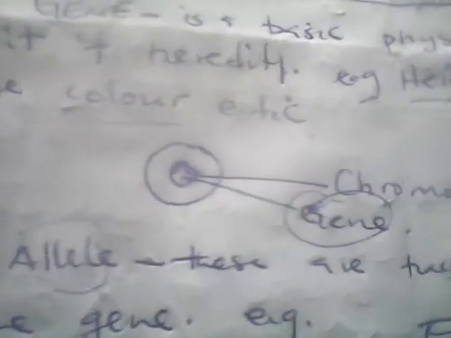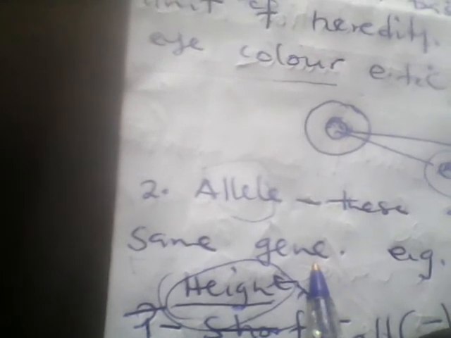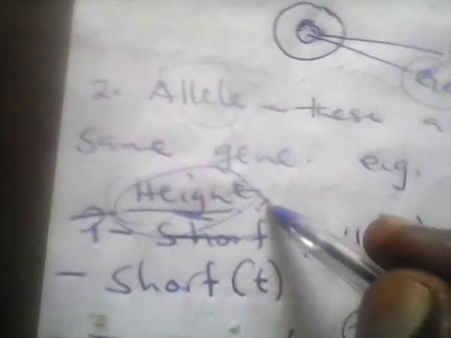Another term that we are going to look at is allele. Alleles are two or more forms of the same gene, or in simpler terms, we can define an allele as the alternative form of the same gene. Okay, so the two existences of the same gene, we call them alleles. Example, let's look at the example of a gene of height. Height can exist in two forms.